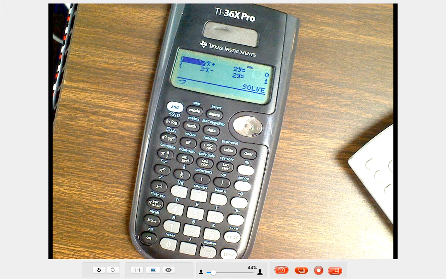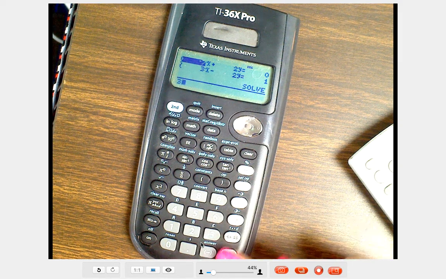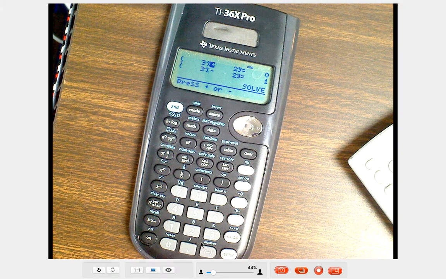Okay? Now, what is the first coefficient that I need to put in? I don't have it up here. Y'all need to look at it. 3. So press 3 and then press enter. And then it asks you, do you want a plus or minus here?